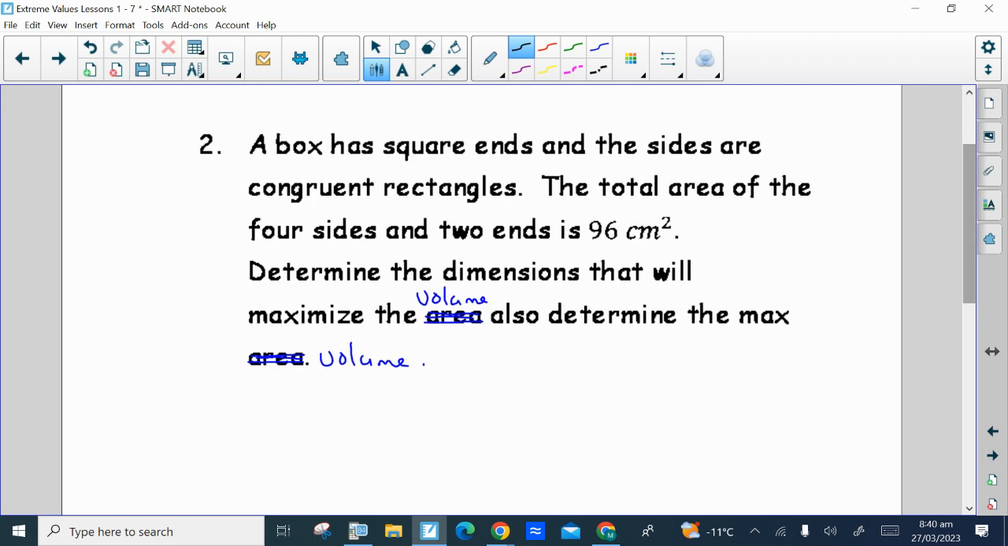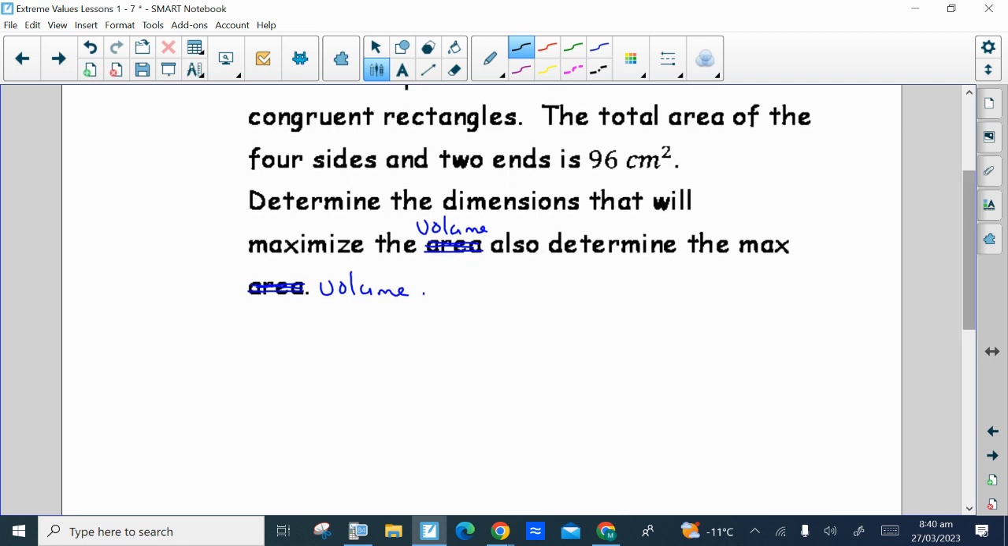This next one says a box has square ends and the sides are congruent rectangles. Total area of the four sides and two ends is 96 centimeters squared. So we're given the surface area. We want to determine the dimensions that will maximize the volume and also determine what that maximum volume is.